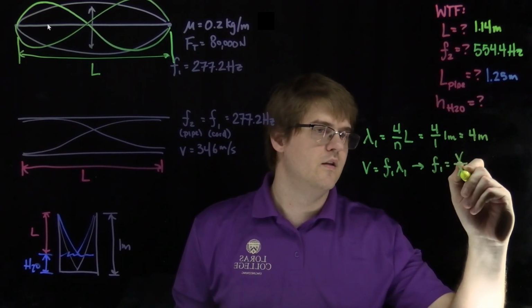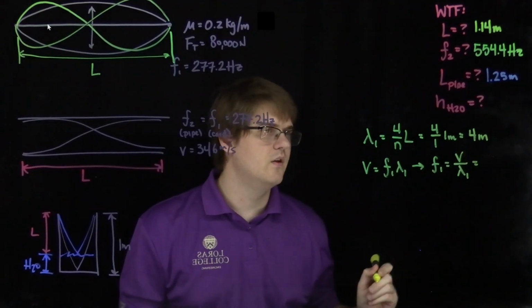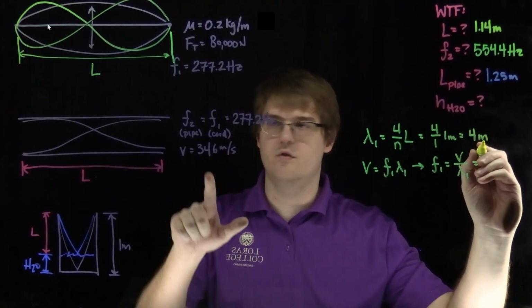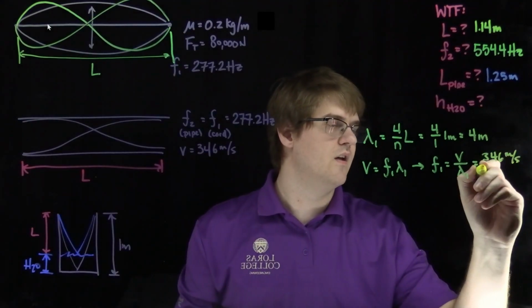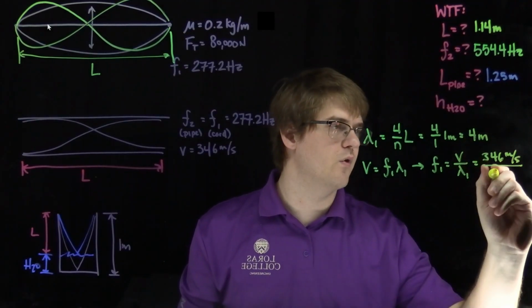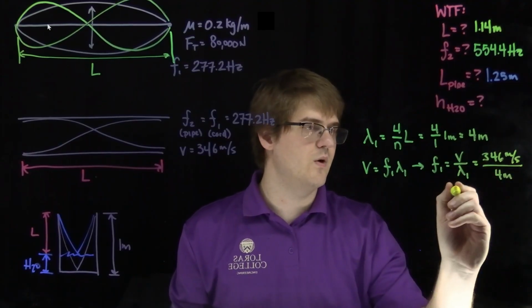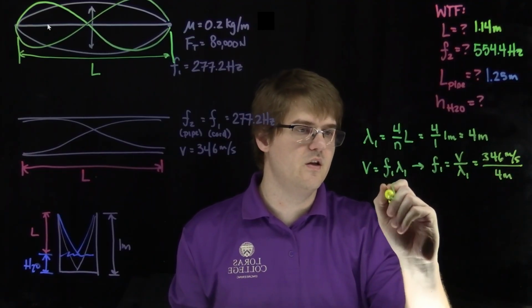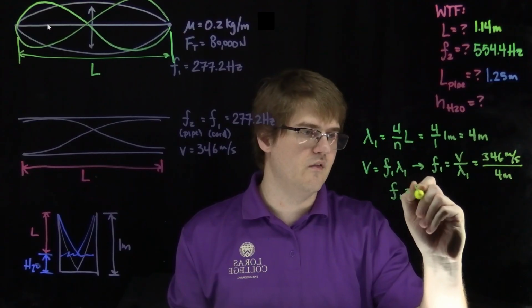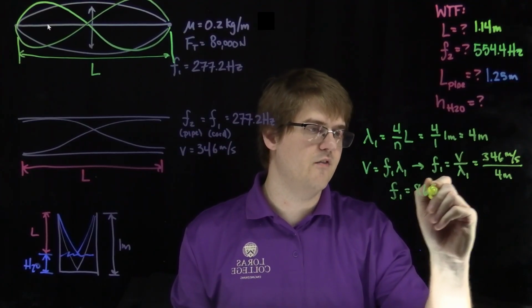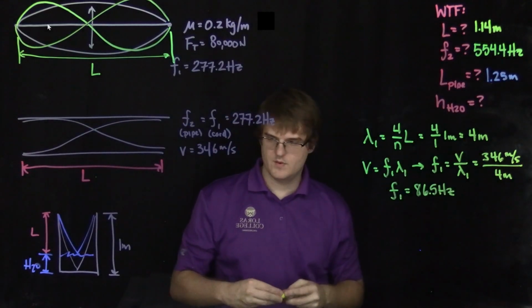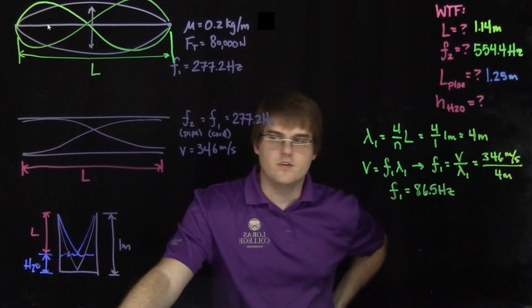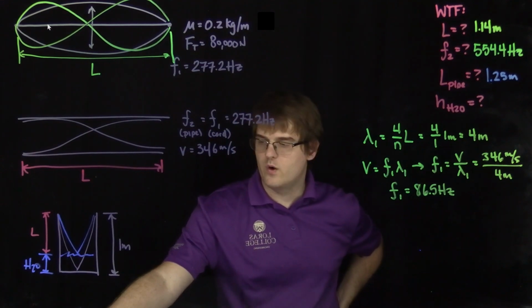by that wavelength. So I have a velocity of 346 meters per second. I have a wavelength right up here of 4 meters. That is going to give me a frequency currently of 86.5 hertz. Okay, 86.5 hertz. How are we going to work with that?